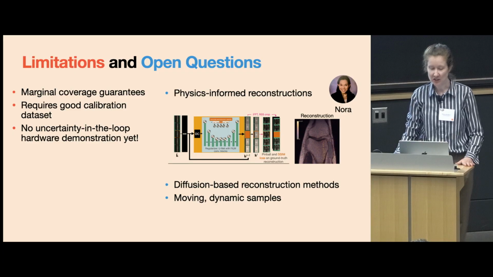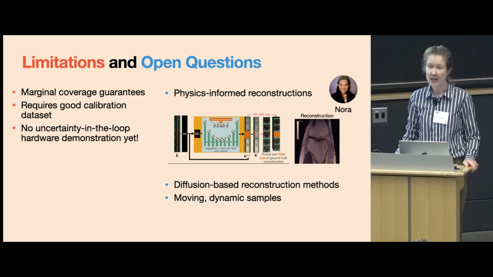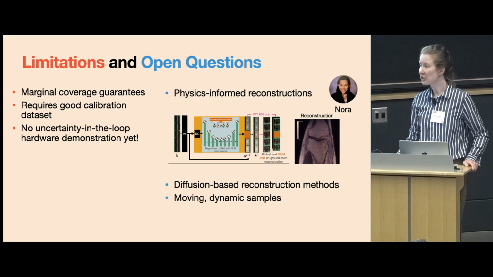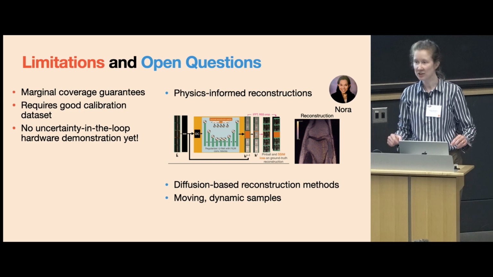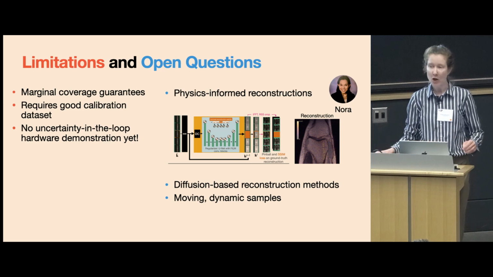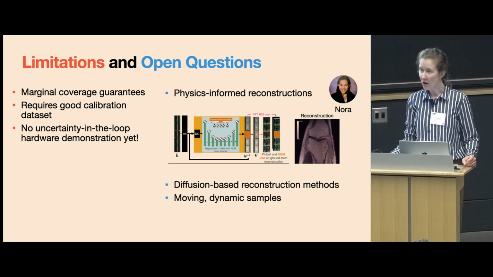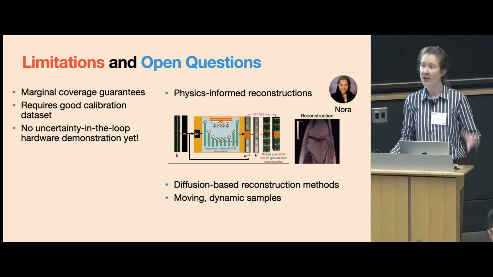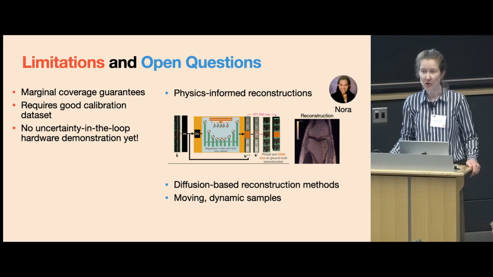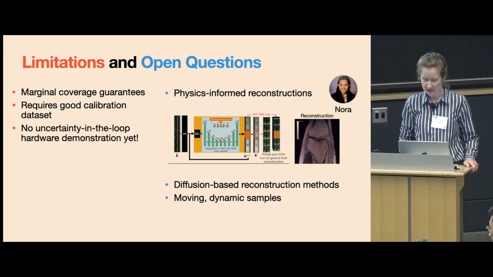Some of the open questions and limitations are that all of these methods provide only marginal coverage, and they require a good calibration data set. So if you calibrate on apples and test on oranges, it's not going to work anymore. We also do all of the adaptive work only in simulation, and we don't have hardware results yet. Some open questions are how to incorporate these sorts of methods into physics-informed reconstructions, and also for diffusion-based methods, which are right now very, very slow for this, and also how to do this for moving and dynamic samples.